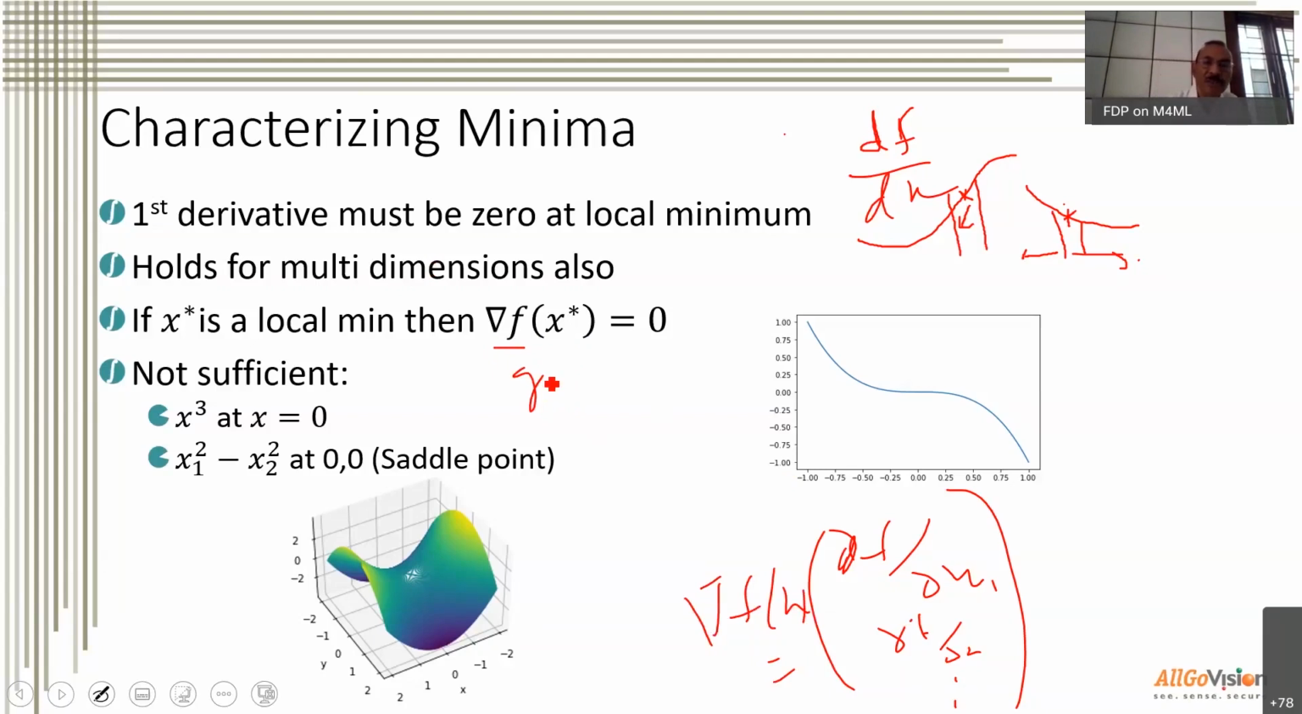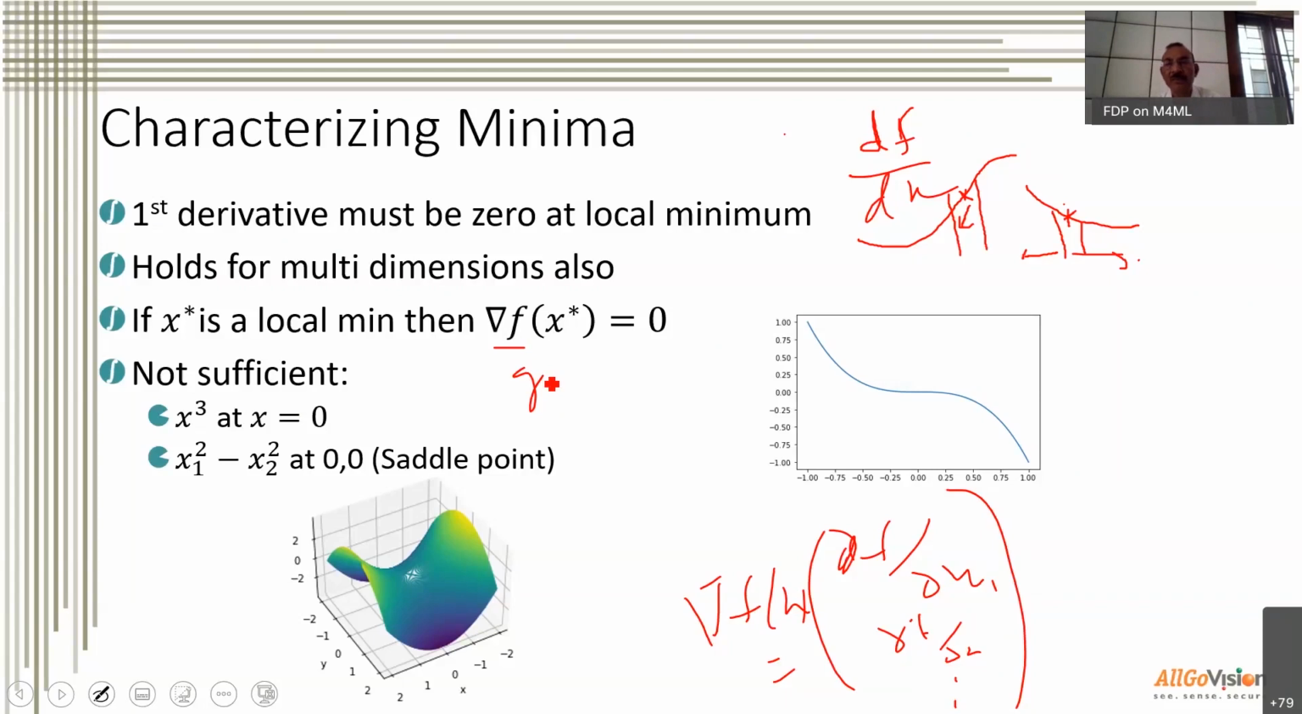So note that if f is going from Rn to R, then g is actually not a real number, but it's a vector of dimension n. Rn is a vector with n components. Now, is that a sufficient condition?